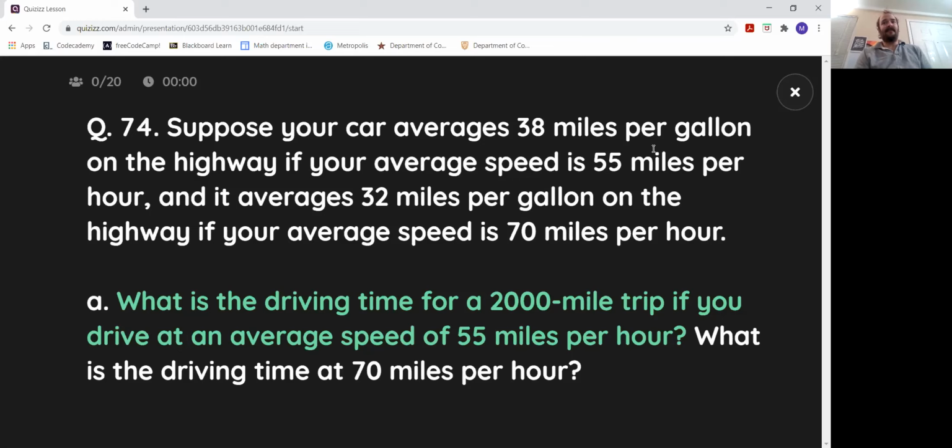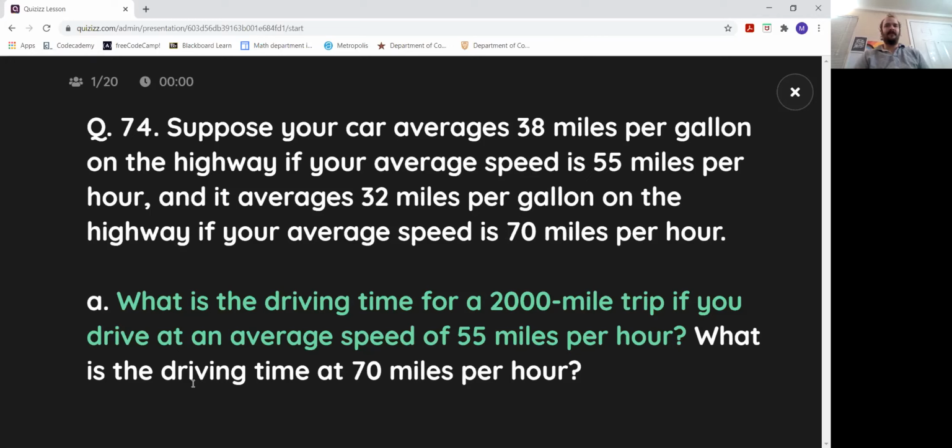So what is this saying? If I'm driving faster, my gas mileage is not going to be as good. The quicker I go, the worse my gas mileage is going to be. We're not even going to use this for part A. Part A says, what is the driving time for a 2,000 mile trip if you want to drive an average speed of 55? And then the next part of part A is, what is the driving time at 70 miles per hour?